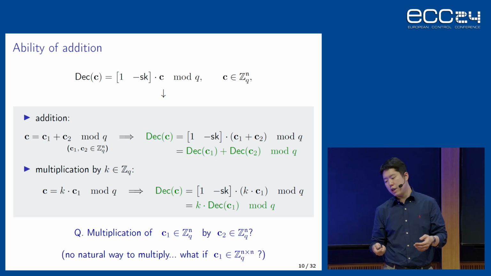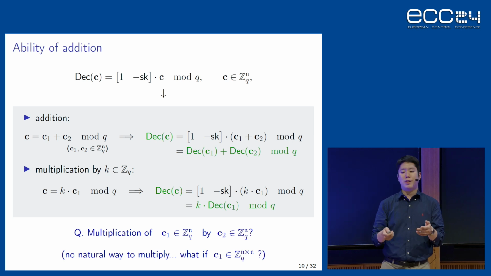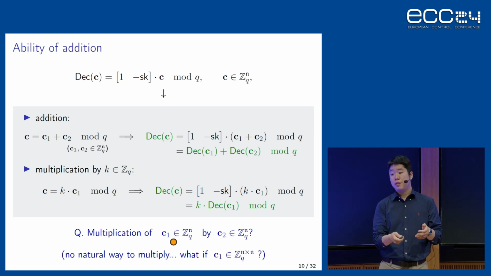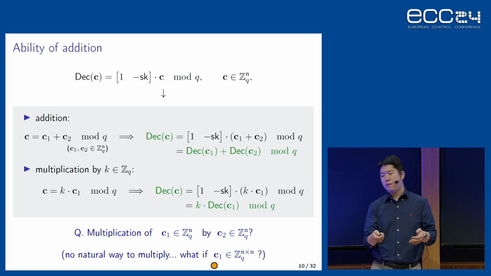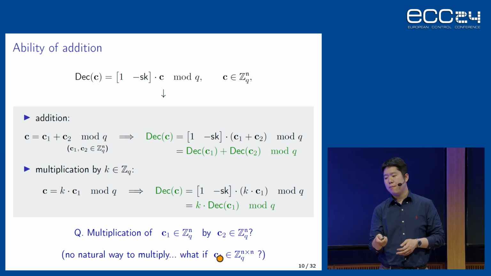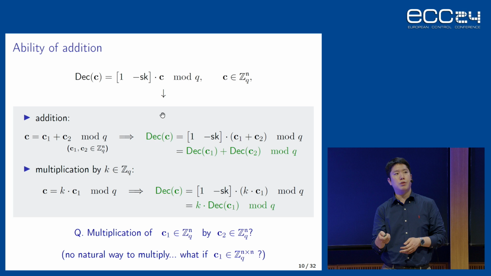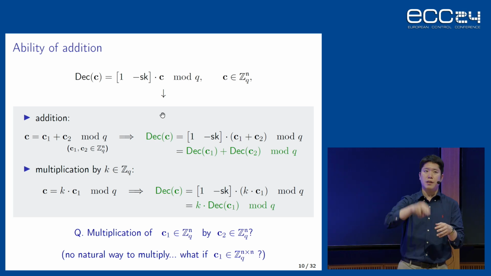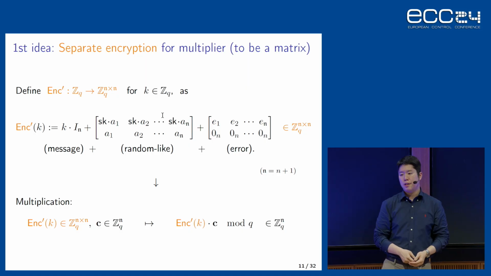So the following idea is, what if we encrypt one of these two ciphertexts as a square matrix? Then we can imagine that if C1 were a square matrix, it can be multiplied with the column vector C2, and this will result in, again, an n-dimensional vector. So that's it. In order to allow multiplication, we slightly modify the encryption method so that encryption of one number results in a square matrix. Then it allows for the multiplication operation.